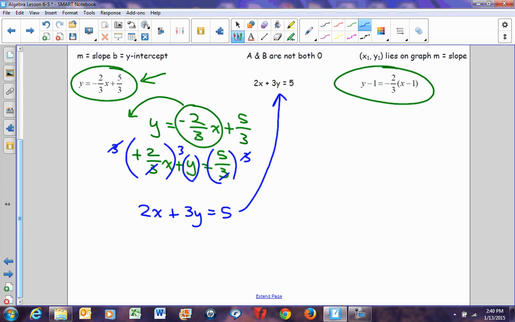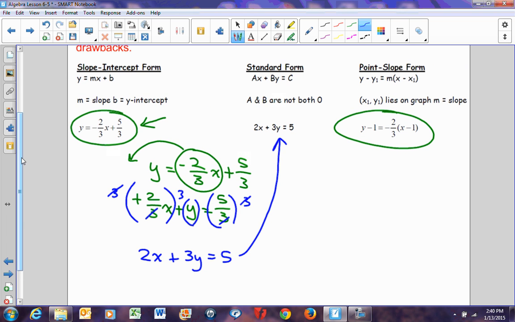So 3 different forms. They each have their benefits and drawbacks. They each have times when you need to use them. So you need to memorize all 3 types of these forms. It will be to your benefit if you memorize them.